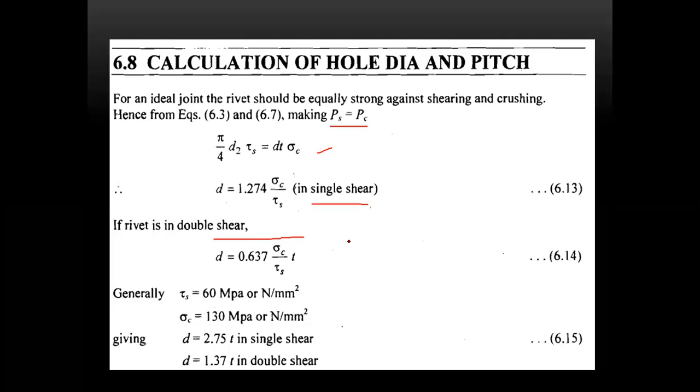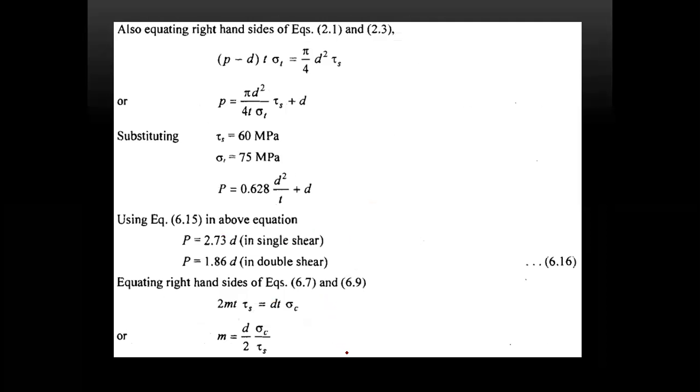If you see the calculation of the hole diameters and the pitch, this is for the single shear, this is for the double shear, where tau is equal to 60 MPa generally, sigma c is equal to 130 MPa. The diameter for a single shear is 2.75 t, and for the double shear 1.37 t. All these things you can see in the design data book.